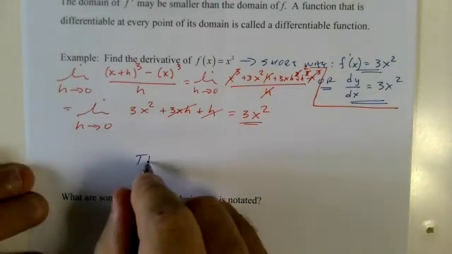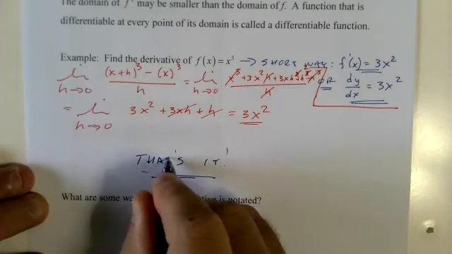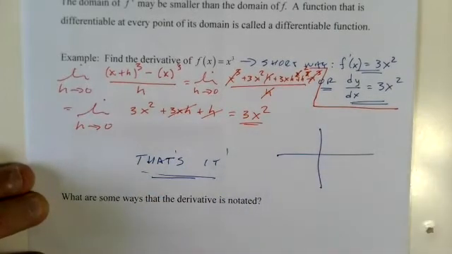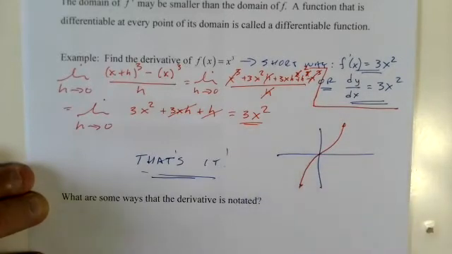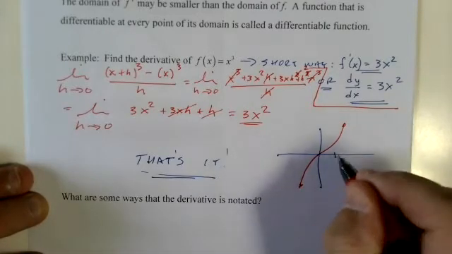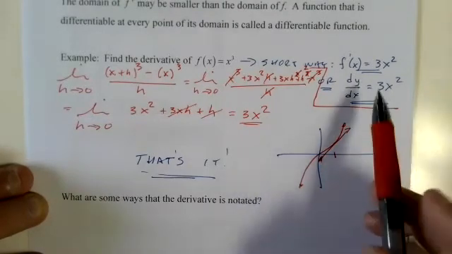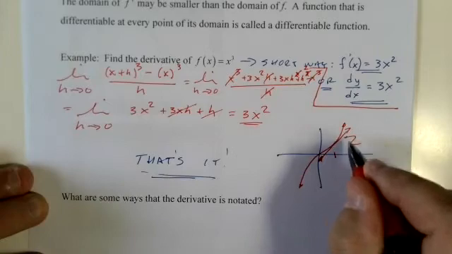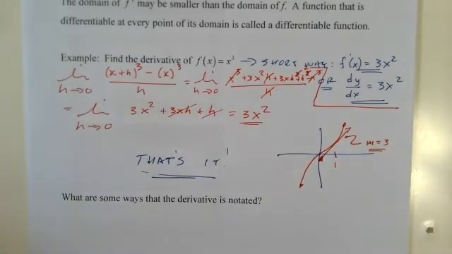So many people, I don't know what just happened. There's nothing to get into. Here's what x to the third looks like. What's the slope of the line at 1? Three times 1 is 3. That's it. People just don't want to understand it, or it takes a little while.